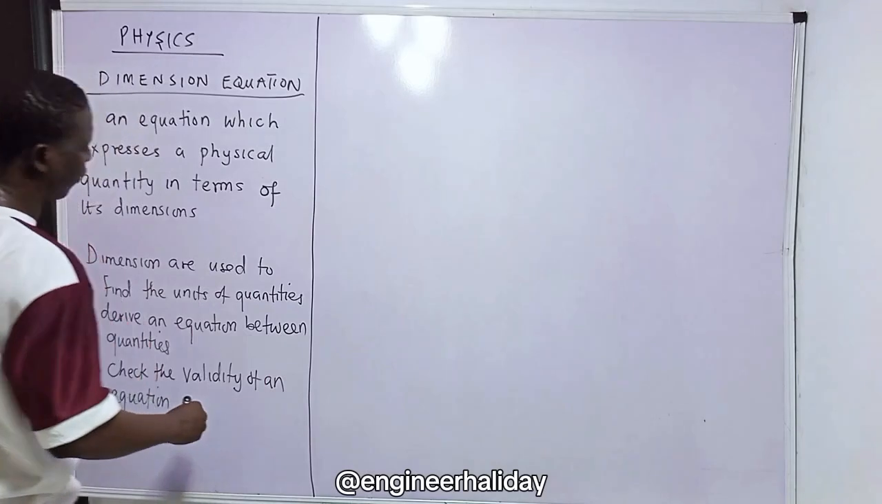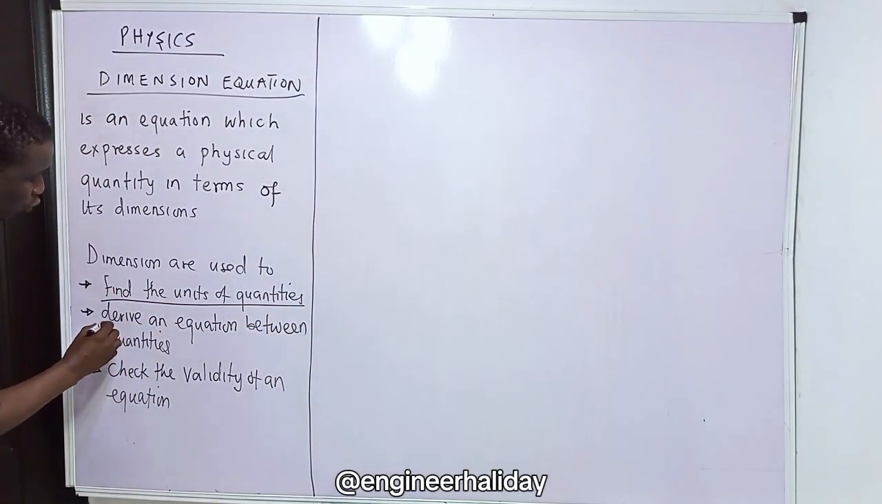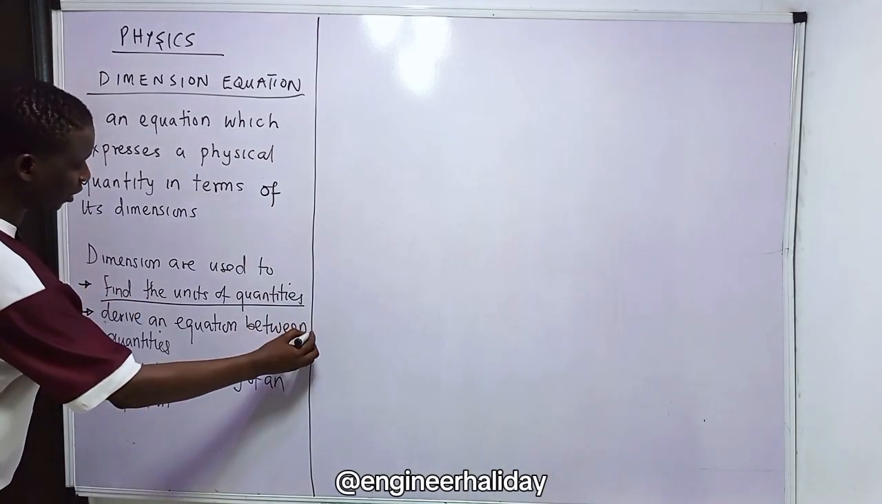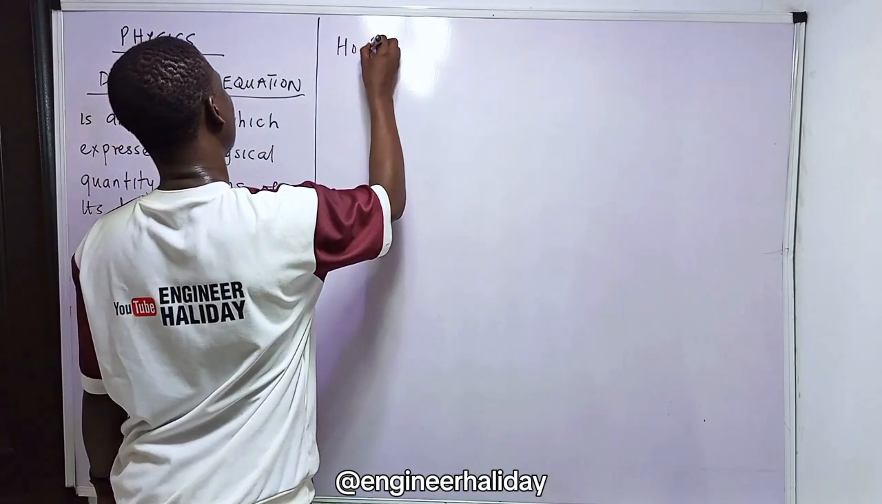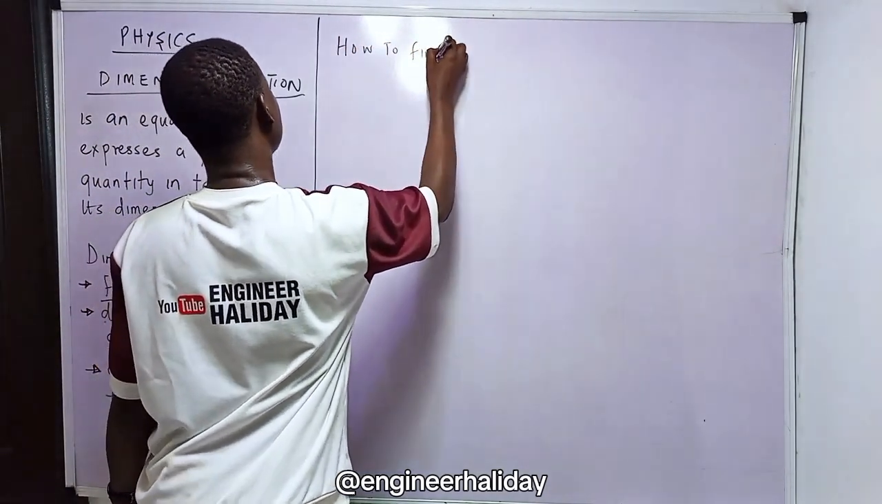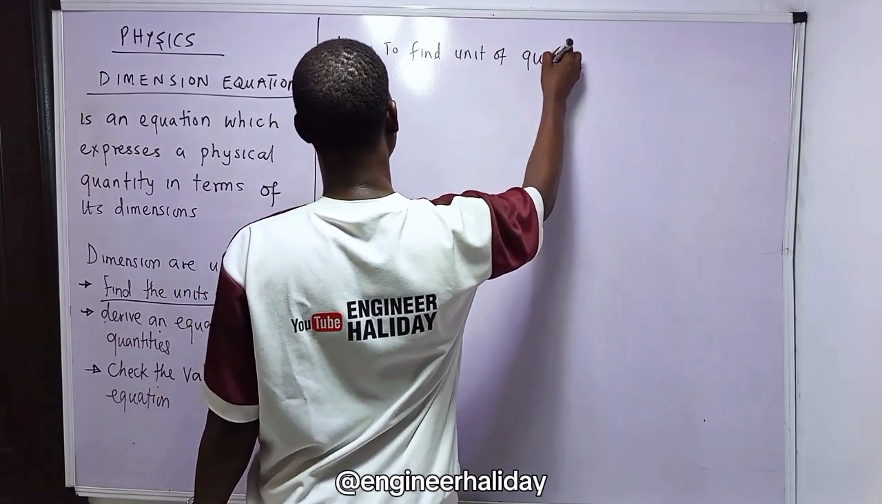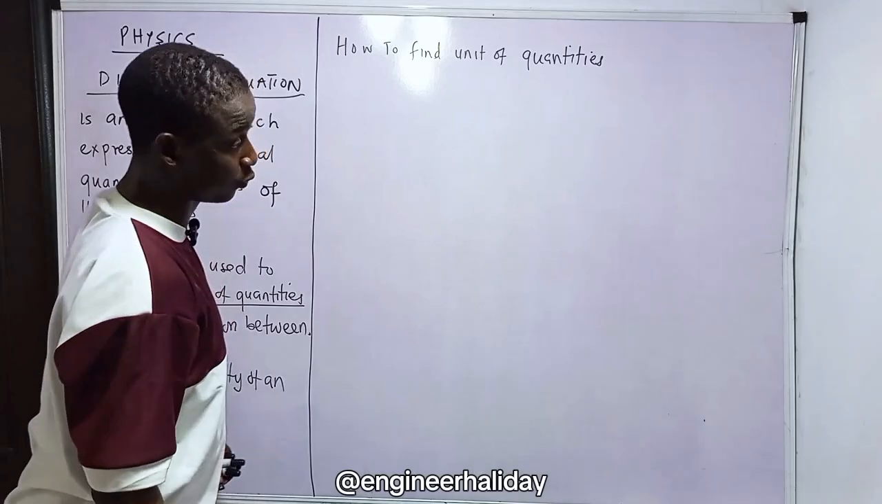But today, in the first class of this dimensional analysis, which is part 1, I want to talk about how to use it to find the unit of a quantity, because the other uses will be another class. That means with dimension, you can find the unit of a quantity.